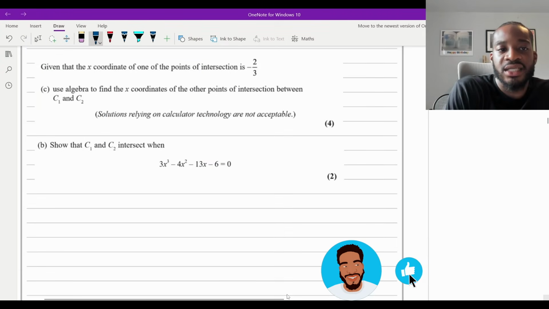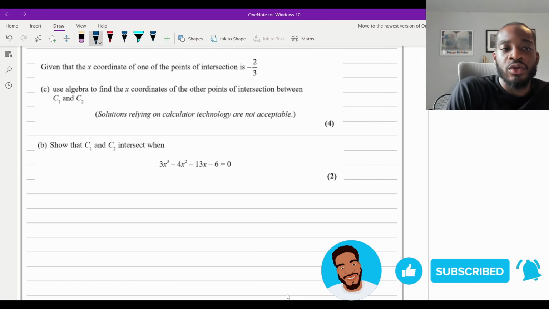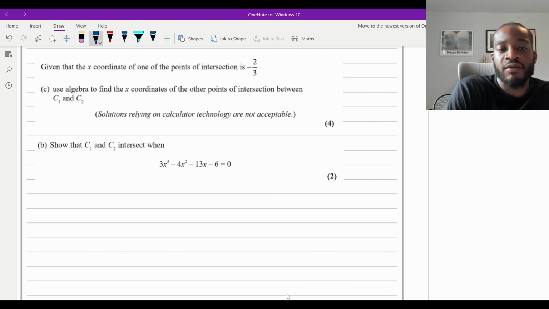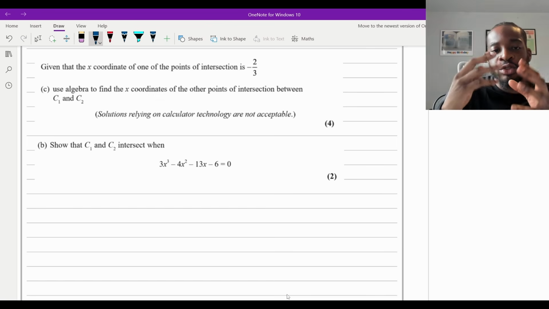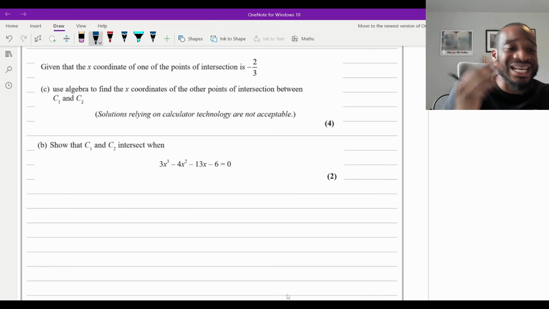Okay, so part C says, given that the x-coordinate of one of the points of intersection is minus 2/3, use algebra to find the x-coordinates of the other points of intersection between C1 and C2. Solutions relying on calculator technology are not acceptable. And this is a 4 marker. I have got part B here as well because, as with a lot of these questions, they want to scaffold it to help you access the marks.